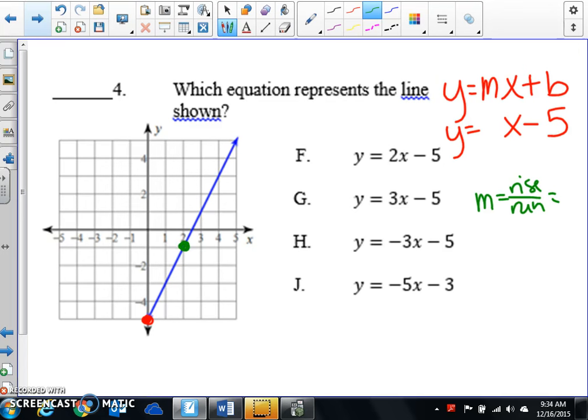All right, so I'm going up the mountain. Oh my goodness, everything is so beautiful. So I know it's going to be a positive slope. So honestly, I can already get rid of these two, right? So I rise 1, 2, 3, 4. I rise 4. I run to the right 1, 2. 4 divided by 2 is 2. So I can plug in right there. So y equals 2x minus 5.